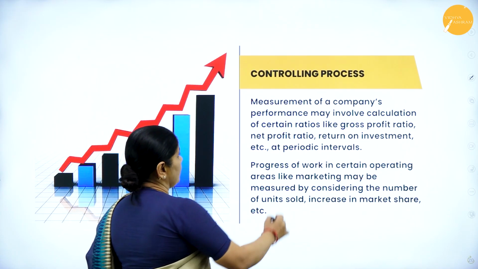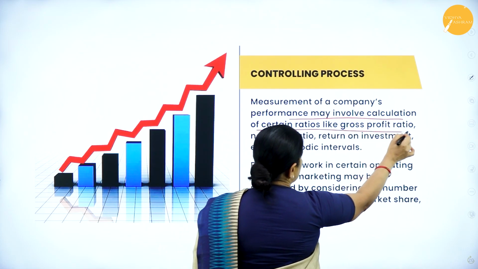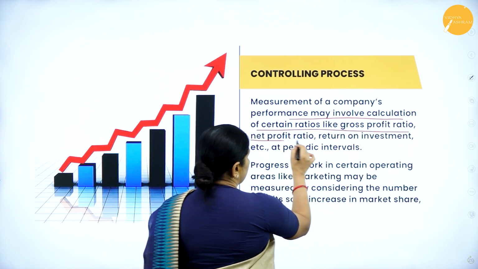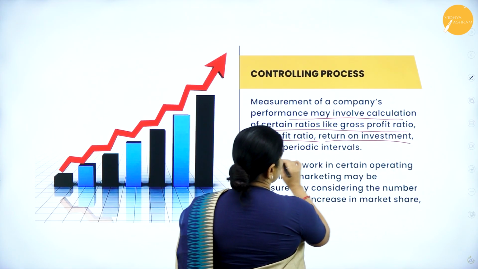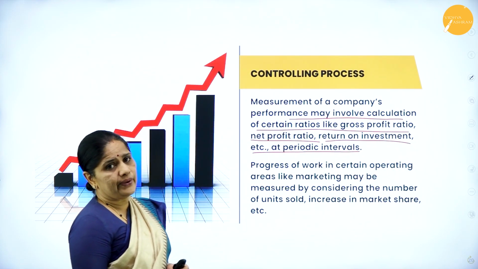The measurement of a company's performance may involve calculation of certain ratios like gross profit ratio, net profit ratio, and return on investment at periodical intervals.